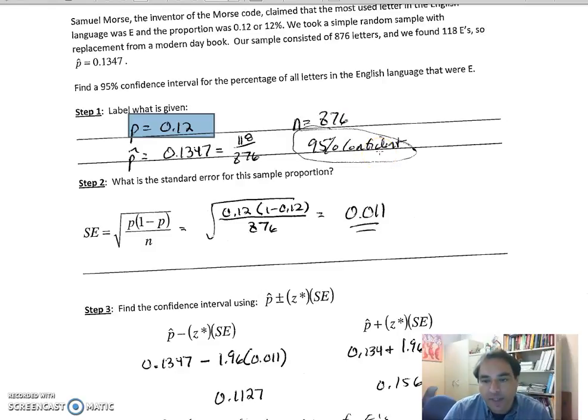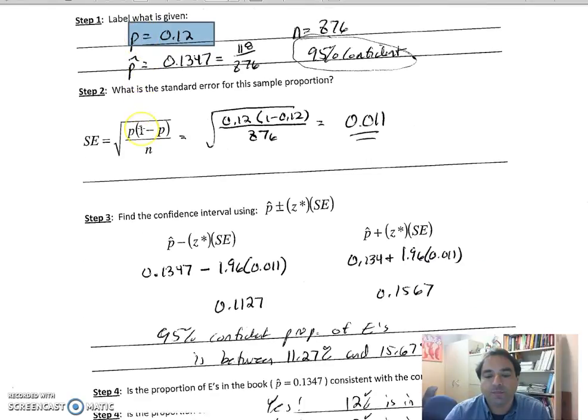Now again, the reason why it's not my favorite problem, it's a little confusing, is, well, when I find my SE, which one do I use, p or p hat? Remember, given the choice between p or p hat, p is everybody and it's always better. So for this problem, I'll use p. So the square root of 0.12 times 1 minus 0.12 divided by 876, which gives you 0.011. But again, weird. Normally we're not given p in these types of problems.